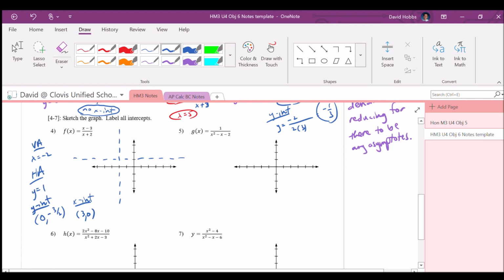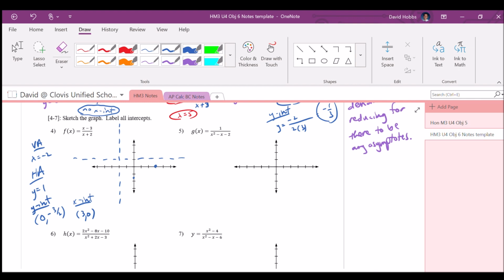Okay, now, however many vertical asymptotes there are, there will be one more piece of graph than there are vertical asymptotes. So there's one vertical asymptote, there's going to be two pieces of graph. There's going to be a piece of graph to the left side of the vertical asymptote, and a piece of graph to the right side of the vertical asymptote. But let's plot our x and y intercept right now. So 3, 0, and negative 3/2, so 0, negative 3/2.